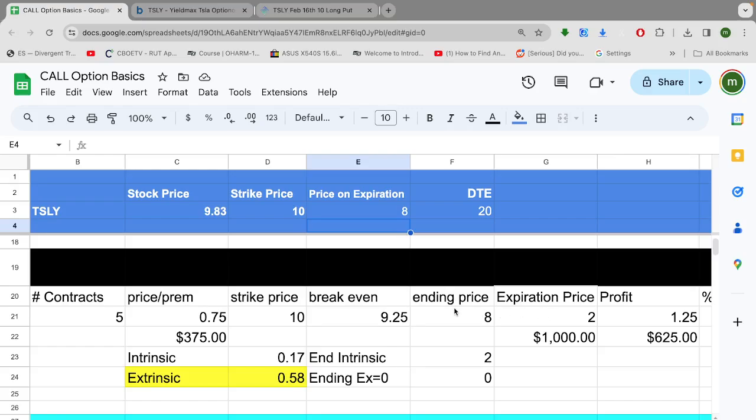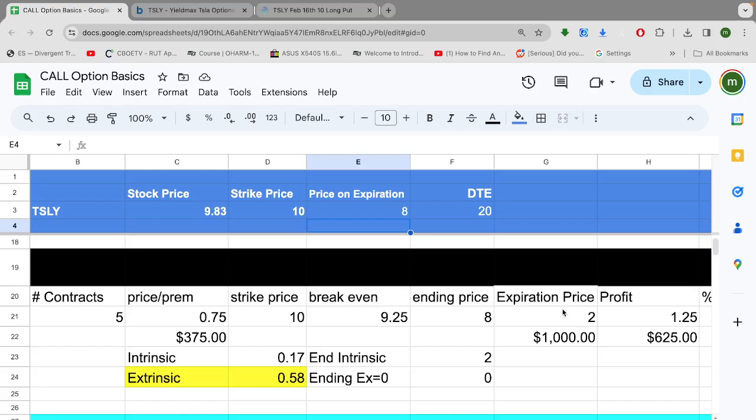Yeah, okay, perfect. So that's the ending price of TSLY right there. I should have put ending stock price, but it needs to. So beginning stock price is 10, ending stock price is 8. Okay, so then this calculator calculates how much profit you would make.